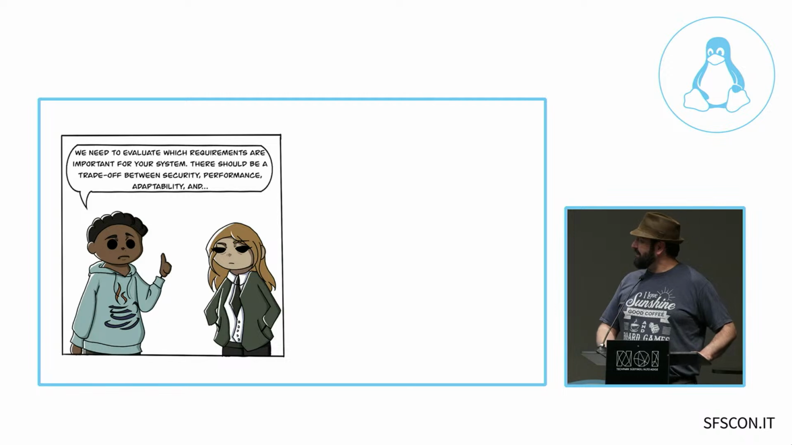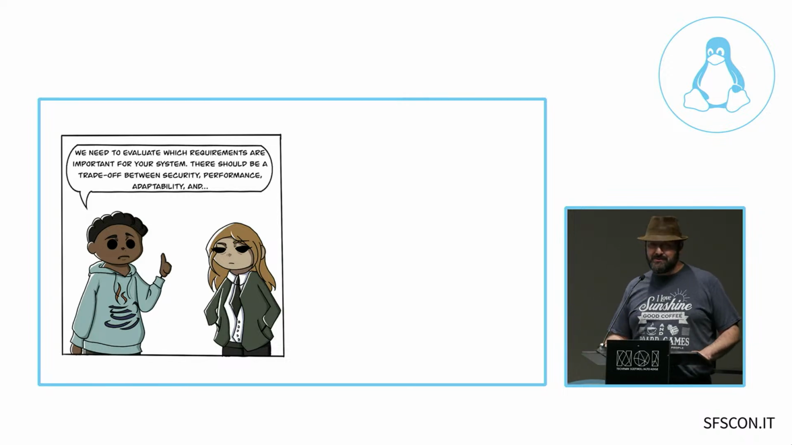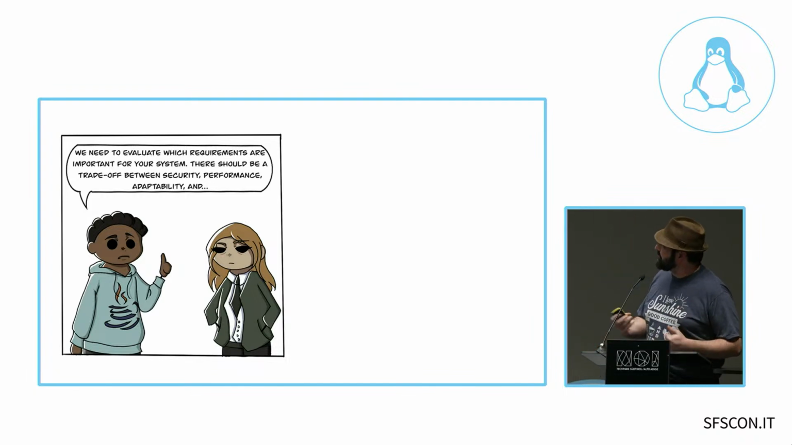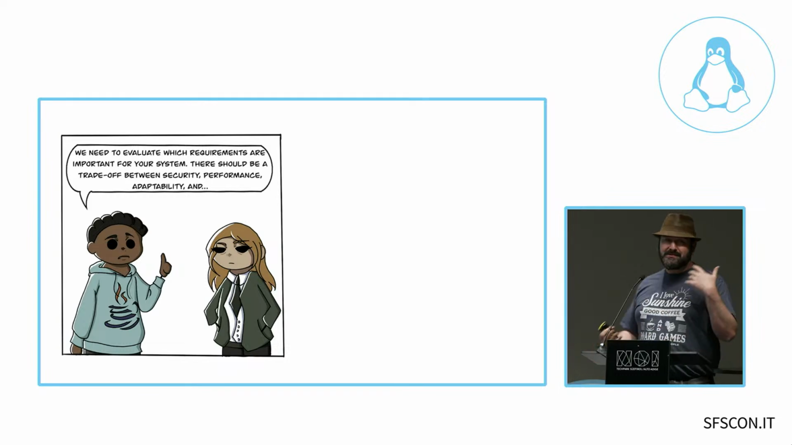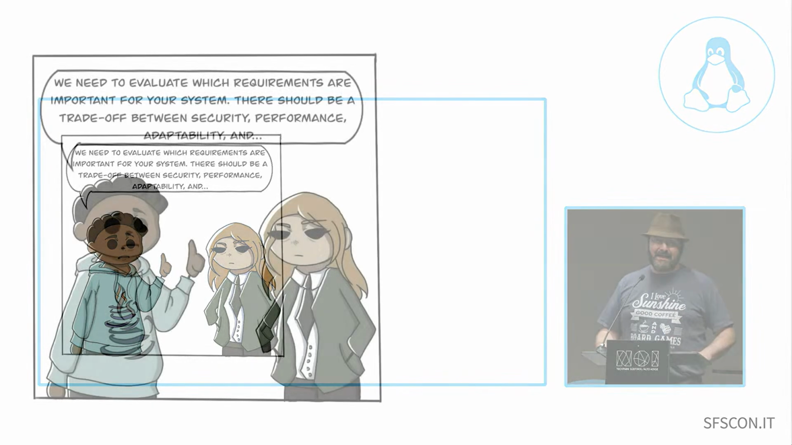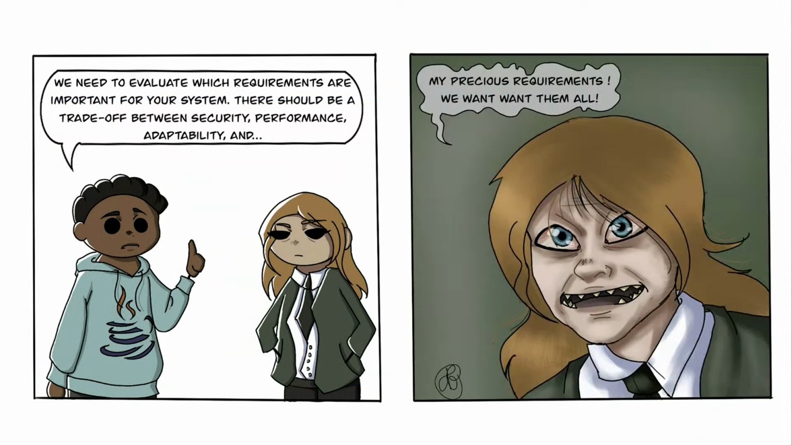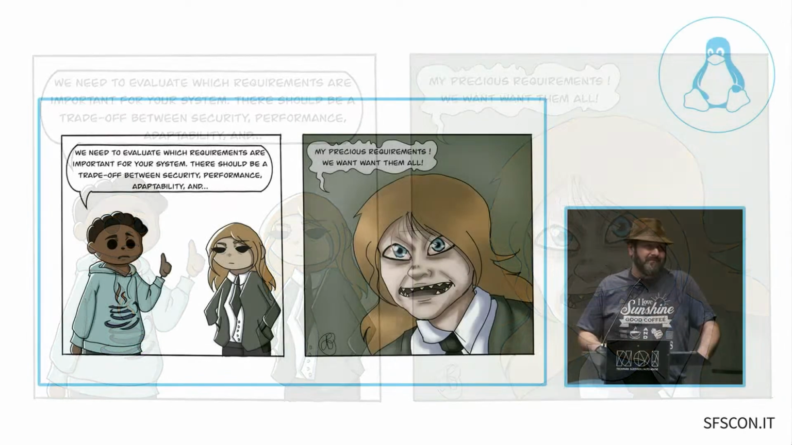So we have the architect trying to explain to the client, like, oh, we need to evaluate which requirements are important for your system, right? Doing some trade-offs between security, performance, adaptability, and so on, and then the client looks at him and just says, my precious requirements, we want them all, right? So he doesn't want to know, he wants everything. He doesn't care about doing trade-offs, right?